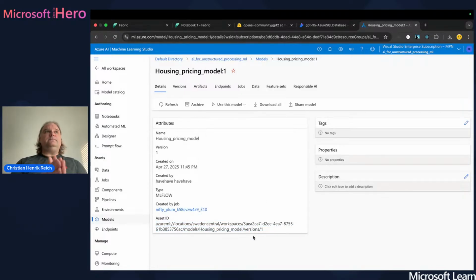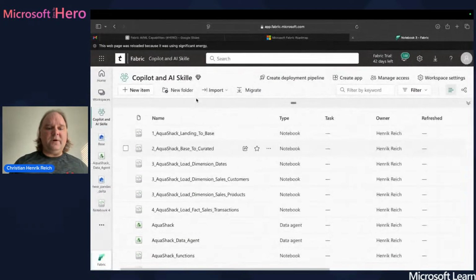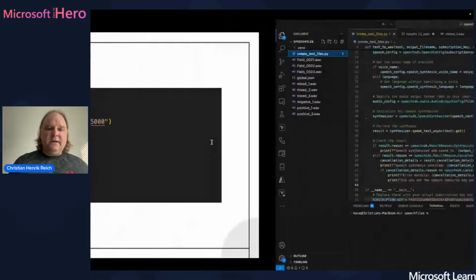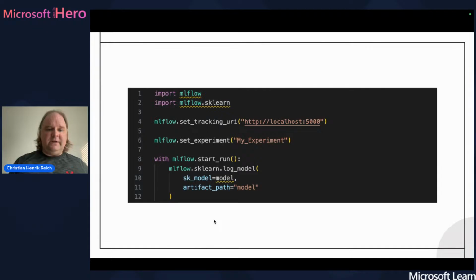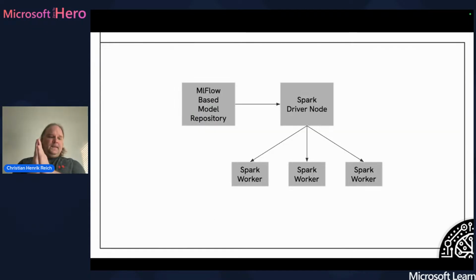So what I'm trying to say is that in regards to machine learning and so forth, Fabric is still missing a little bit, but let's see what they have.